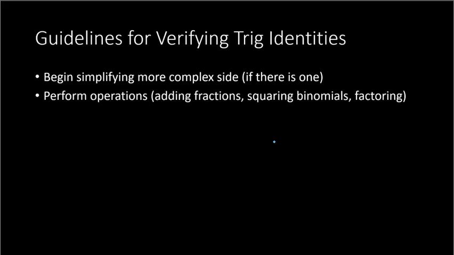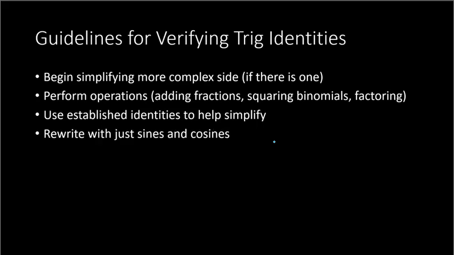And then perform any sort of operation that's being said. So like if it's multiplication or addition or whatever, make sure you perform those operations. And then we can use our established identities, the ones we just showed, to help simplify. All right, and then another thing is if you see like secant or cosecant or tangent or cotangent or whatever, things like that, we can rewrite with just sines and cosines. And then from there we can maybe start canceling things out. Another thing is we can rewrite in terms of a single trig function. So again, we'll look at some examples of what that might look like, but you can try to simplify and combine into one.